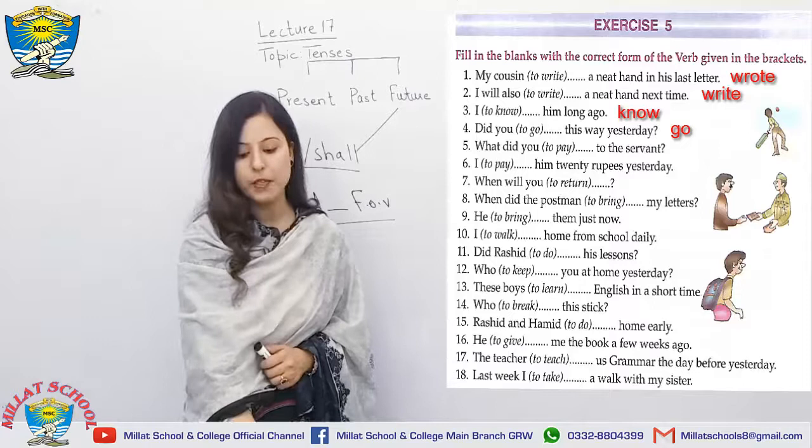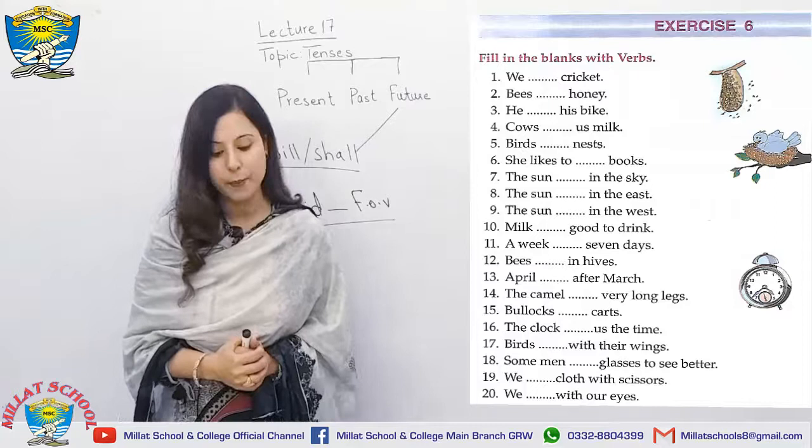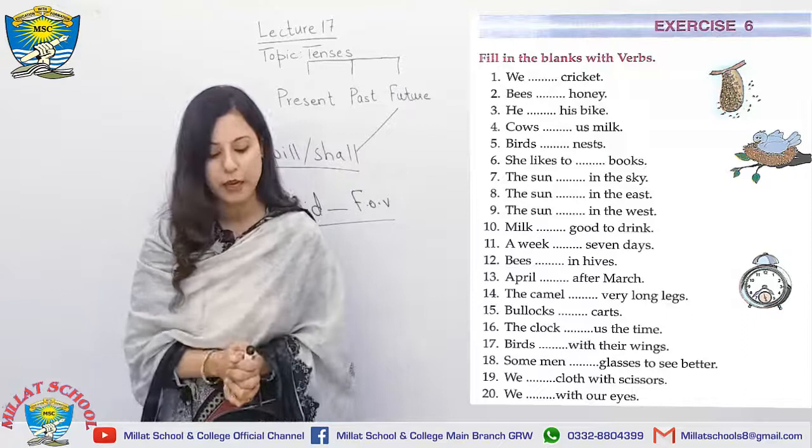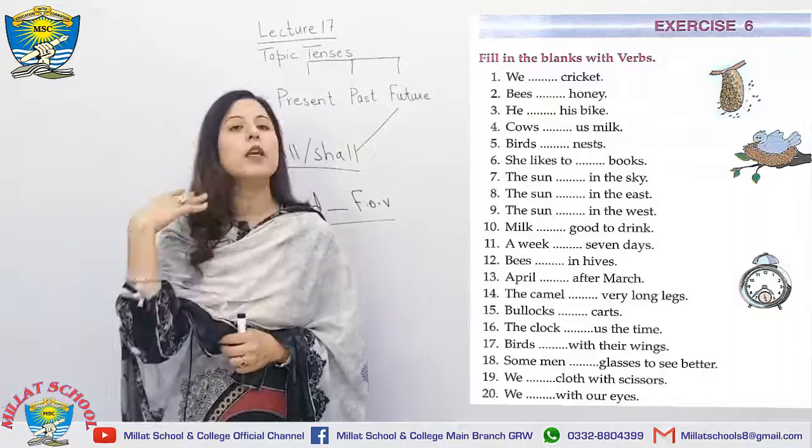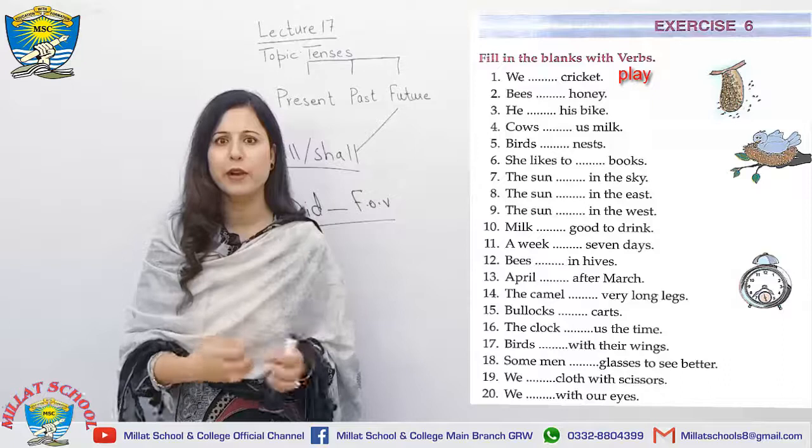Page number 90 will tell us about exercise number 6. That is very interesting again, and you have to put a few forms of the verbs here. Again, fill in the blanks with the verbs. We dash cricket. What do we do with cricket? Obviously, we play cricket. We are not able to eat cricket. We are not able to do some other action with the cricket.